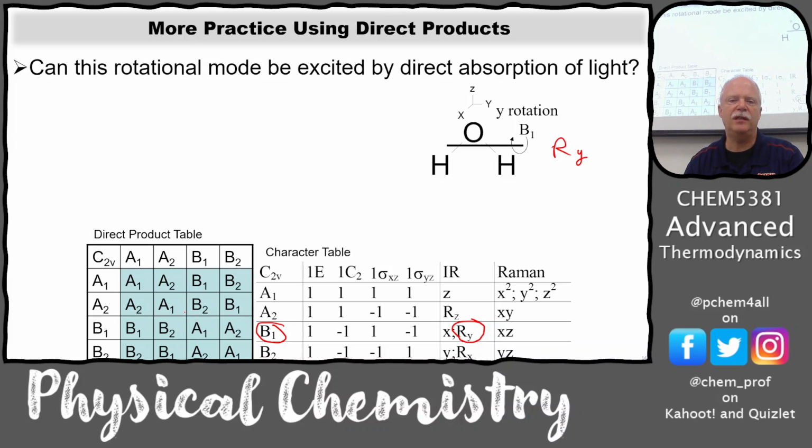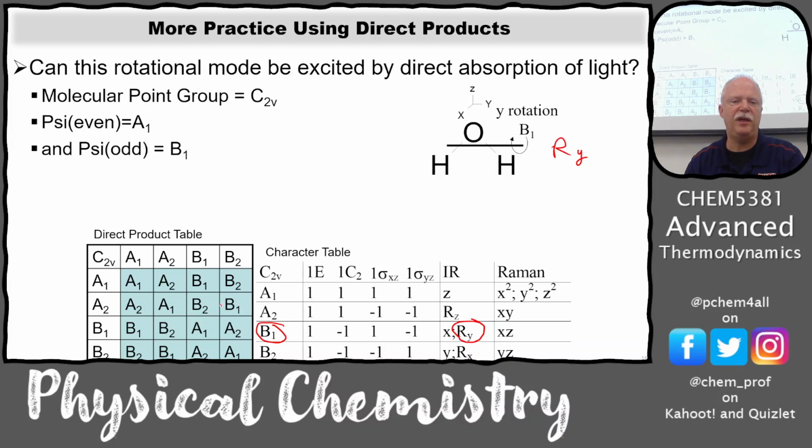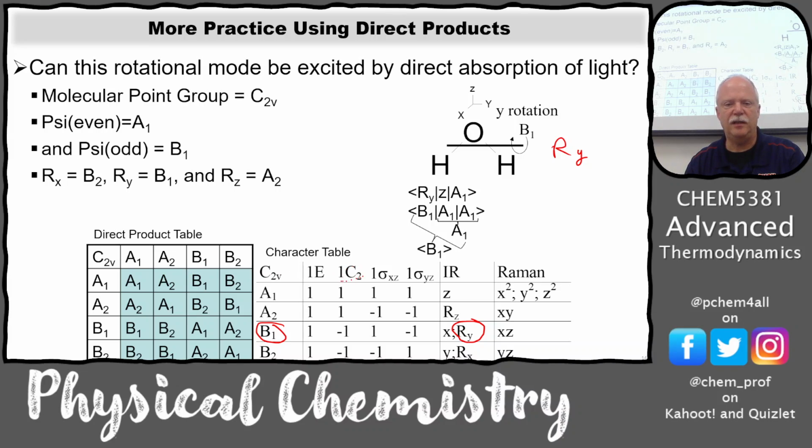And so can this rotational mode be excited by light? This is the point group, C2V. We have the character table, the direct product table. The ground state wave function is A1. The excited state wave function is B1. And for the other rotations, RX is B2 and RZ is A2. So let's look at the Z polarized light. Z polarized light is A1. And so A1 times A1 gives us A1, and A1 times B1 gives us B1. So that's not the top row, so that one's going to be 0. So it's not allowed. This particular motion around the y-axis is not allowed with Z polarized light.